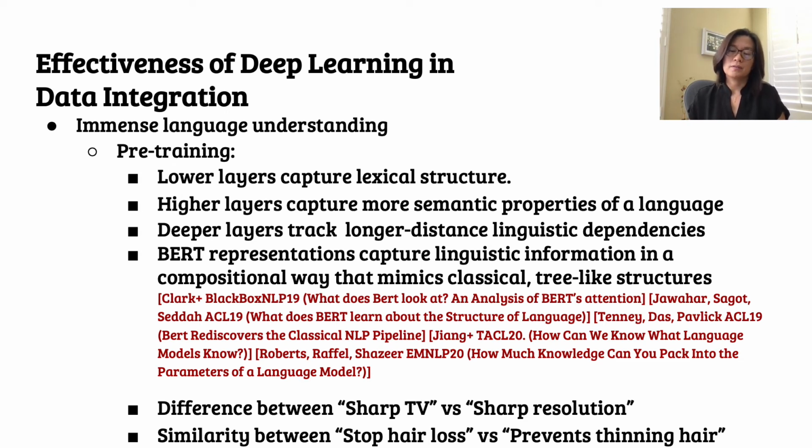It has been shown that the lower layers of BERT, for example, capture more lexical structure, while the upper layers of BERT capture more semantic properties of a sentence. The deeper layers are also able to track longer distance linguistic dependencies. And through all these, it is capable of distinguishing the difference between phrases that are highly similar but yet different, for example, sharp TV versus sharp resolution, and at the same time also understand the similarities between apparently different phrases, for example, stop hair loss versus prevents thinning hair.